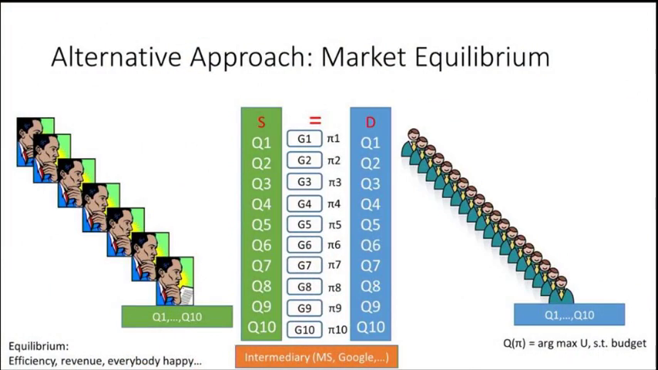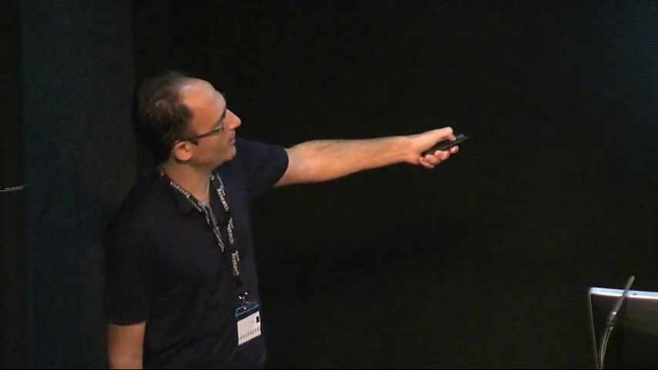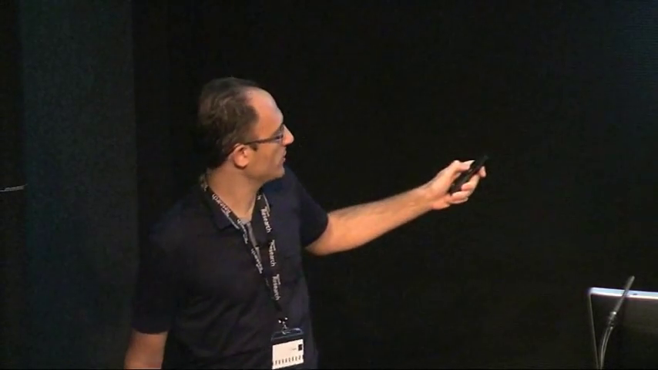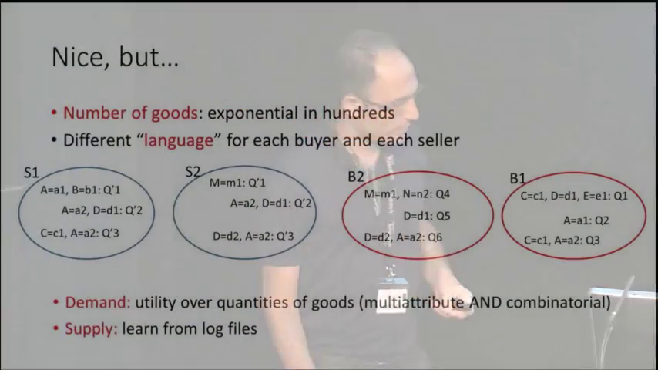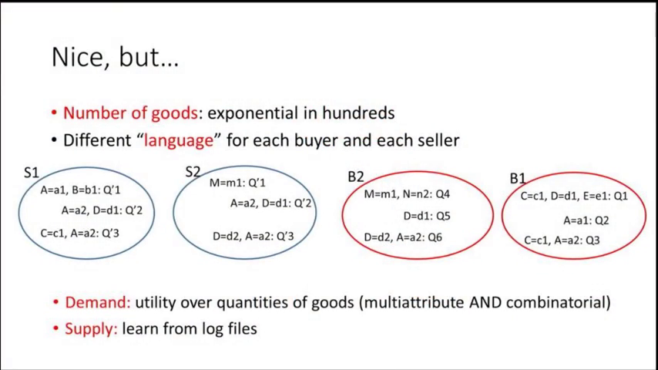So back to the display market, think about an intermediary like Microsoft or Google that runs this market and controls the prices. If we knew those utility functions and we can predict inventory of publishers, then we can calculate equilibrium prices and then achieve all those great things. So this sounds to me like a nice idea, but it has some serious challenges.